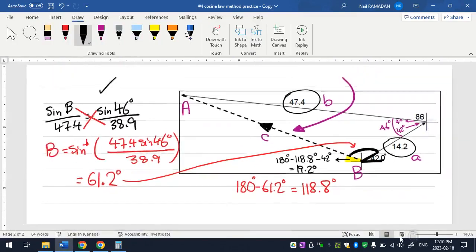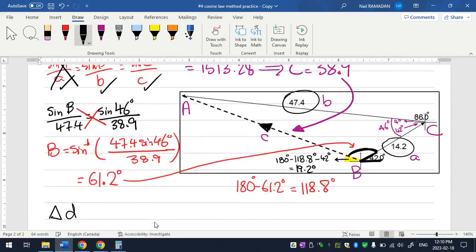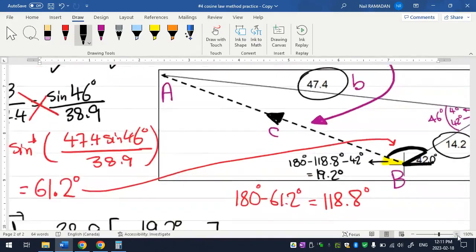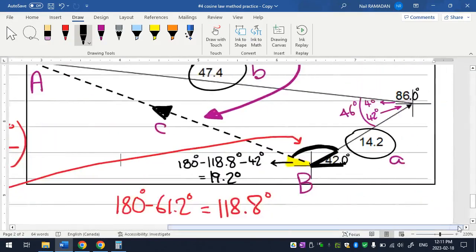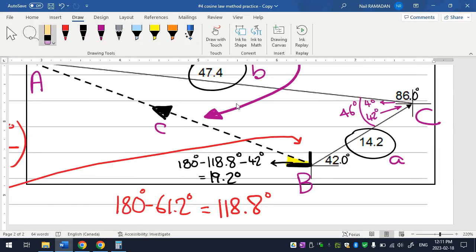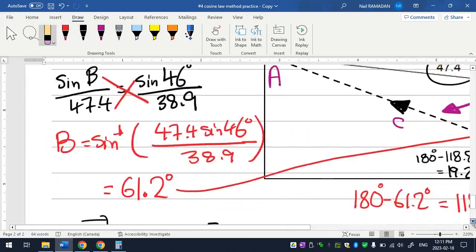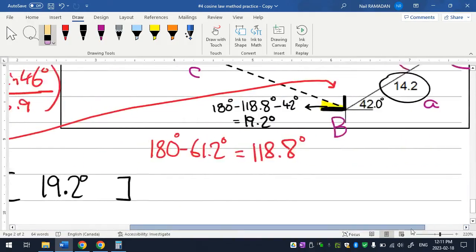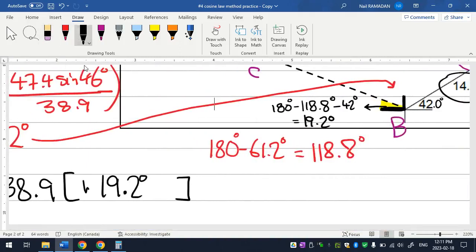Okay, so my final answer is delta D equals 38.9. Now it's 19.2, but we need the directions. If you look at the yellow angle, it's between west and north, which means it's west-north the way it's shown. So it is west-north. And that's this worksheet.